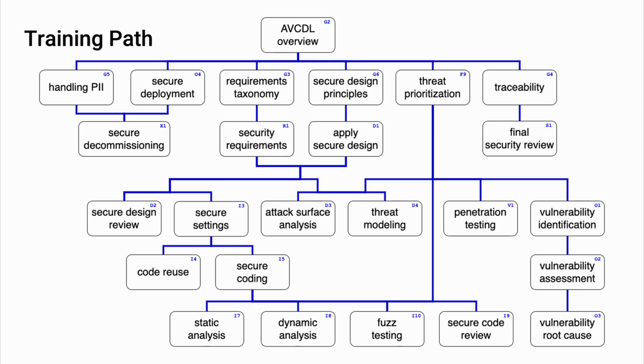This diagram shows the overall AVCDL training path. If you're taking this training, it's assumed that you've already completed the AVCDL overview training, and additionally, that you've completed the Requirements Taxonomy, Security Requirements, Secure Design Principles, Apply Secure Design, Secure Settings Overview, Secure Settings Identify Options, Secure Settings Categorize Options, and Secure Settings Select Options trainings. This training will cover the Secure Settings Option Application activity.